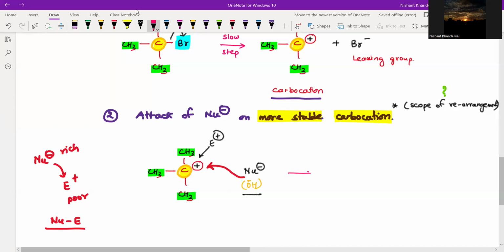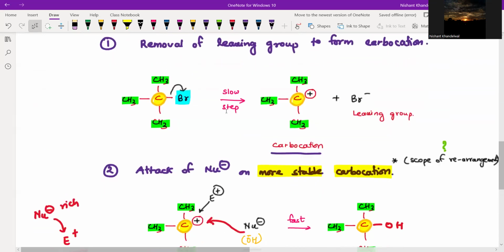So what will be the end? And this is a very fast reaction. So we will get this as our end product, right? So this is a two-step mechanism. So this all completes SN1.